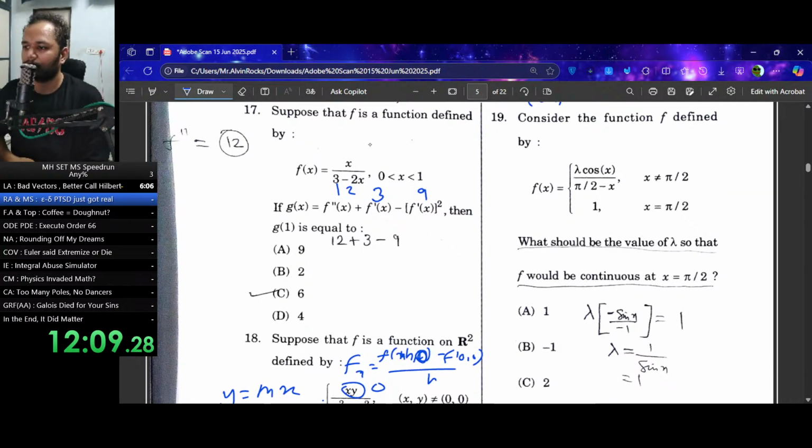For what value should it be continuous? First of all, here it is 0 upon 0 form, so by L'Hospital, minus sine pi x upon minus 1, so sine is equal to 1 by x. Now it is continuous at pi by 2, therefore lambda is equal to 1.